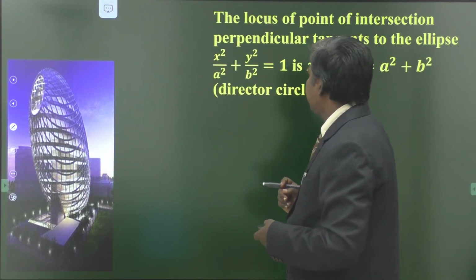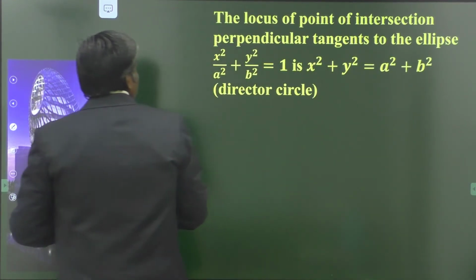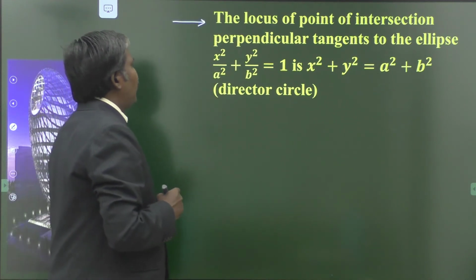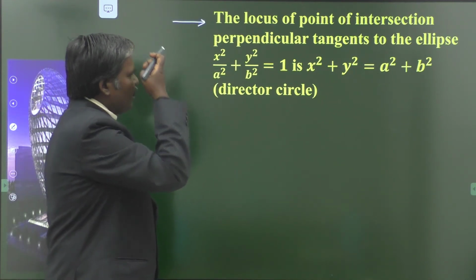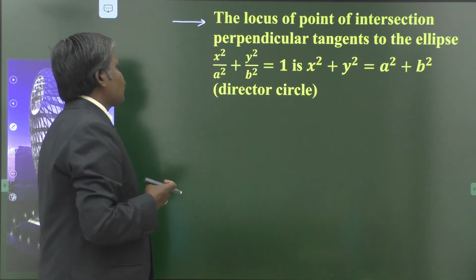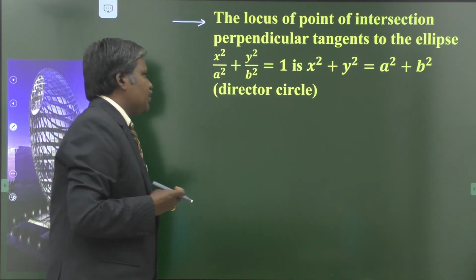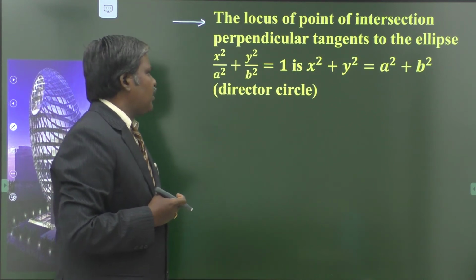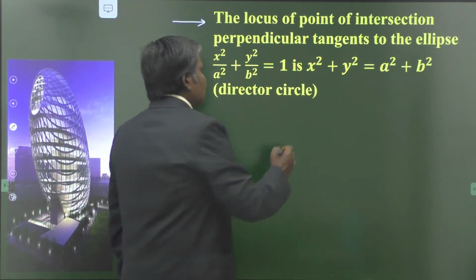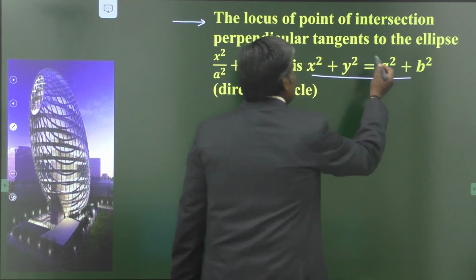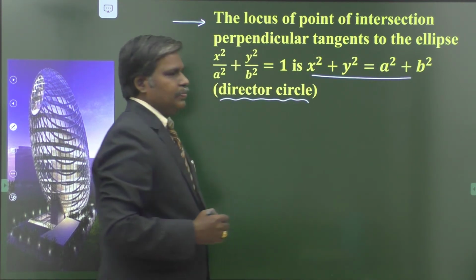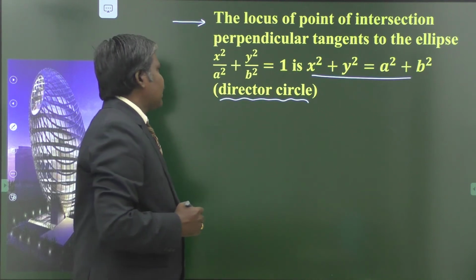Now, let us derive this one. What is this? The locus of point of intersection of perpendicular tangents to the ellipse x square by a square plus y square by b square equal to 1 is x square plus y square equal to a square plus b square. This equation represents a circle. That circle is called the director circle. What is the name? Director circle.